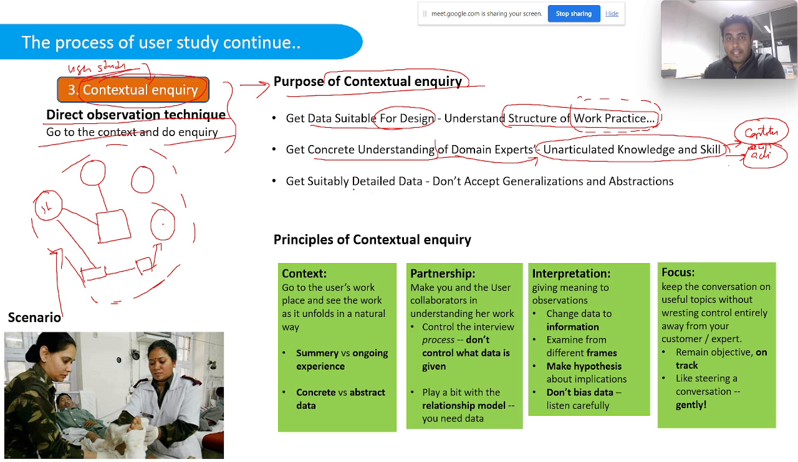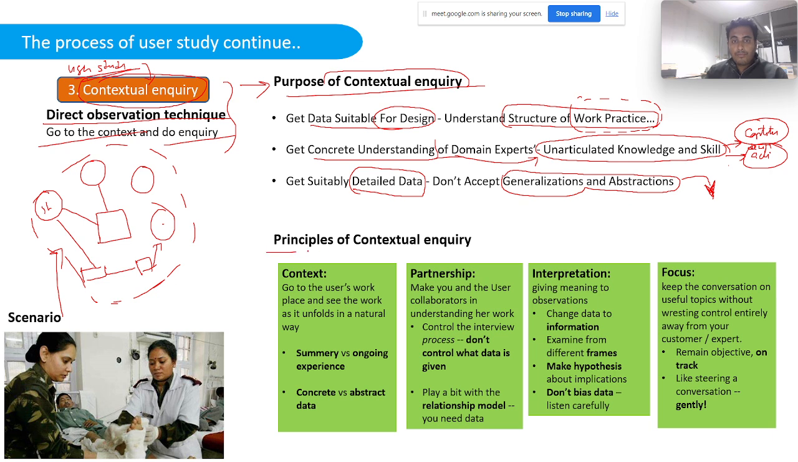Then, collect the data in great detail. We are not looking for general abstraction or defining the task from an abstract level. We want to know the task in great detail, as if you were asked to recreate or perform a particular activity. The designer should also know that particular process. So that level of detail you need to collect as part of contextual inquiry.